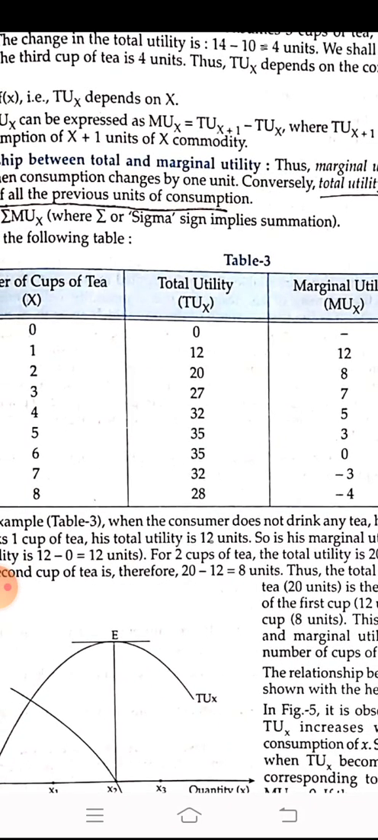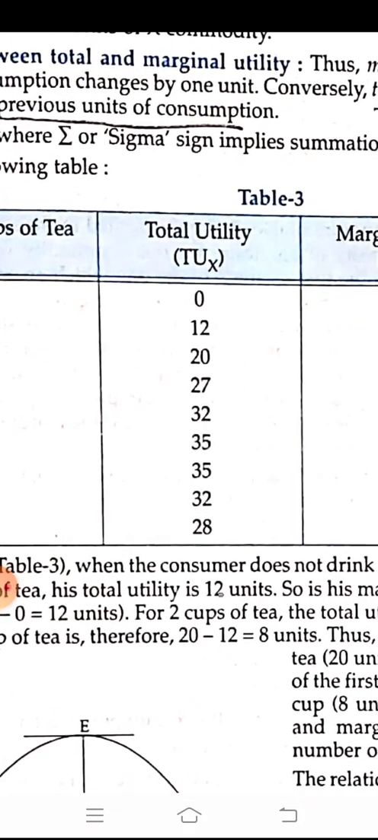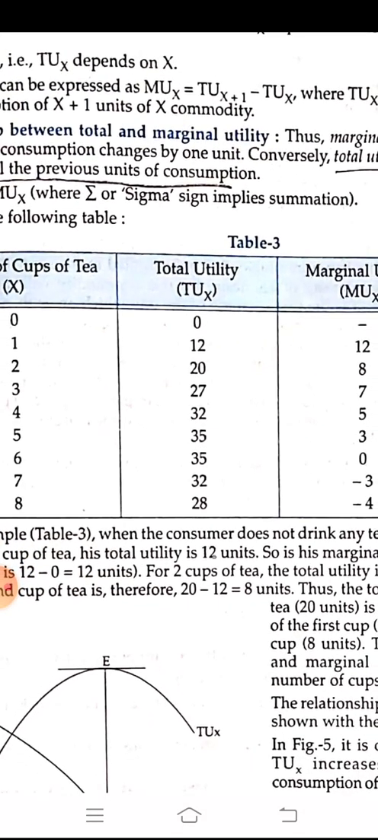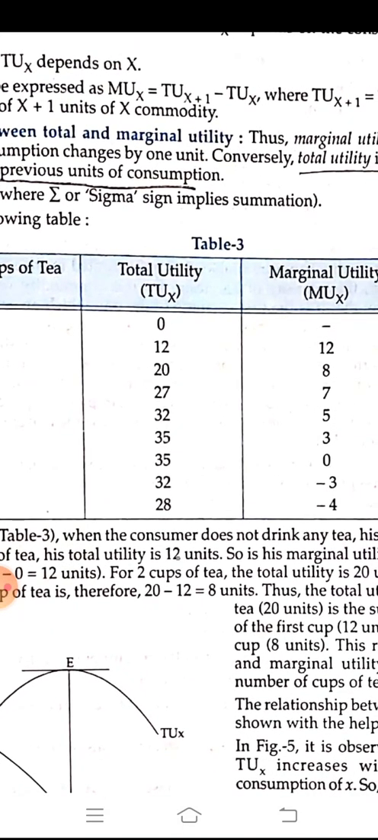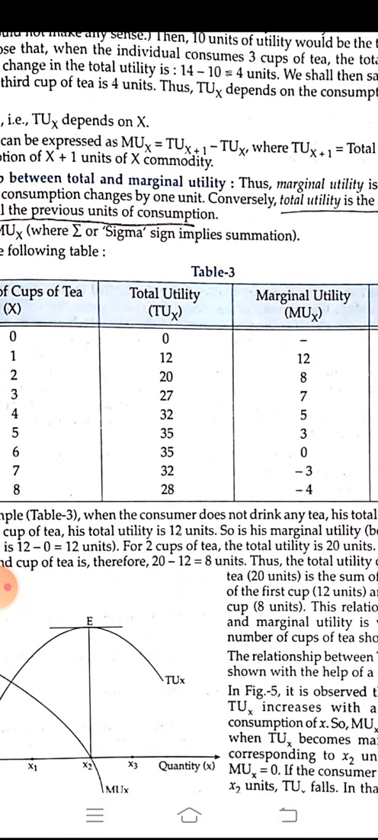So 12 in the total utility, if we add 12 plus 8, then only you are getting 20. So he is adding some value. You can see in the marginal utility now, the second cup has total utility 20. That means what is the marginal utility? As 1 cup got added, as 1 cup was consumed, 8 units got added and the total utility became 20.